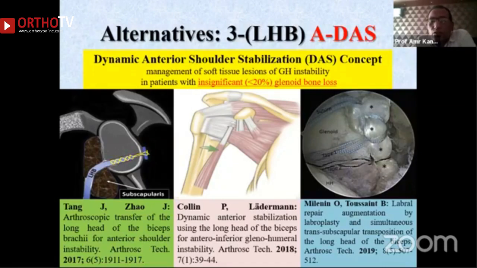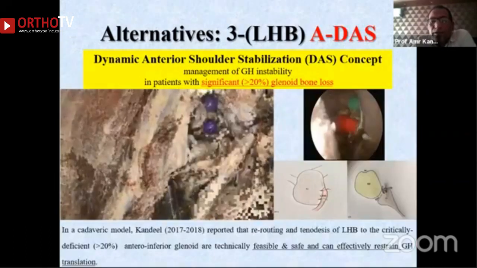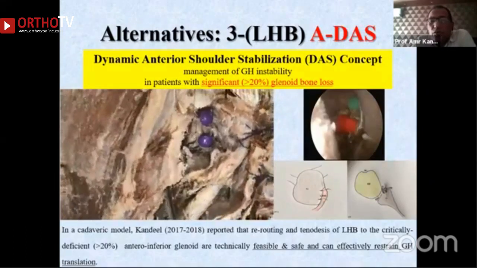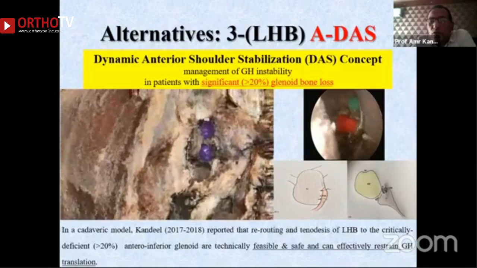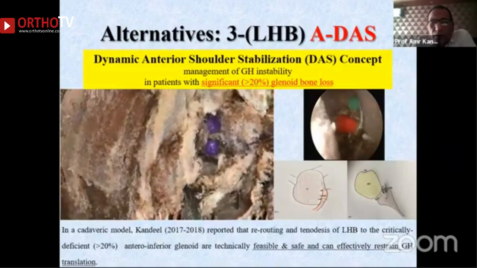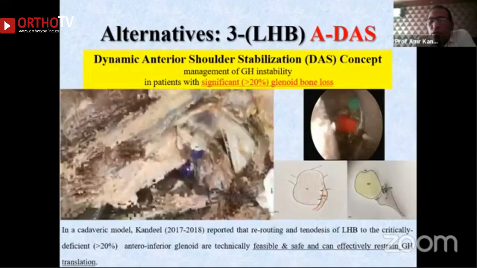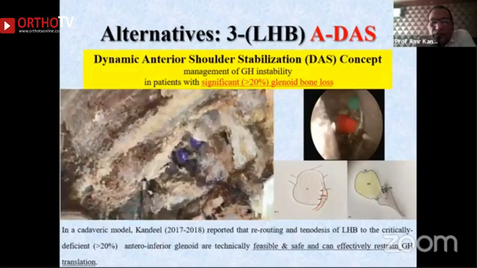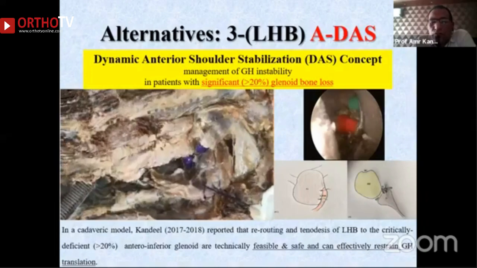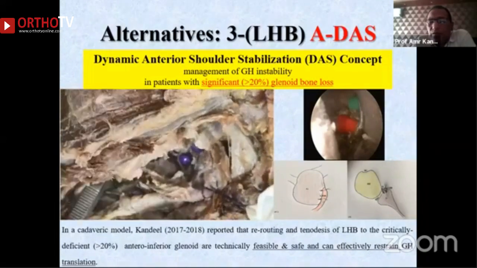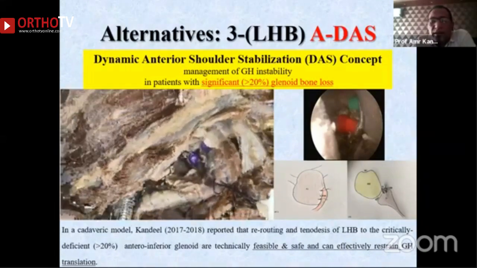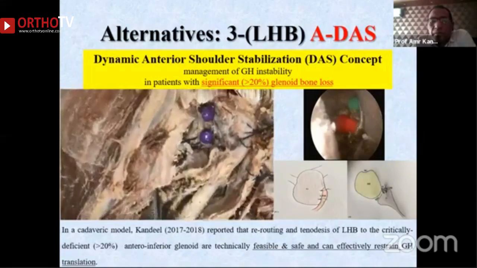The fixation method of the long head of the biceps to the glenoid might differ between a suspension device, interference screw, or knotless anchor. As regards the use of this concept for management of significant glenoid bone loss, in a cadaveric study, it was reported that rerouting and tenodesis of the long head of the biceps to a critically deficient anteroinferior glenoid are technically feasible, safe, and can effectively restrain glenohumeral translation.